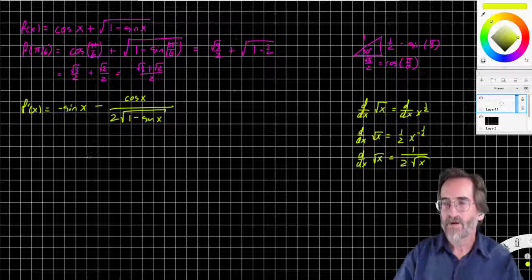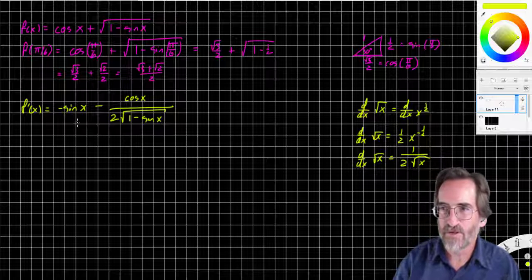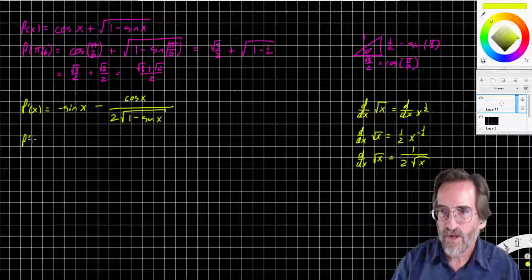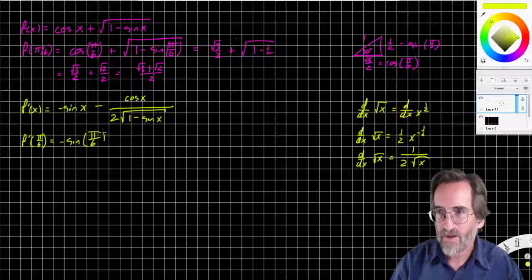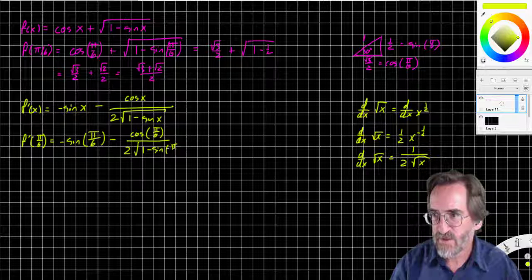Okay, all right. So there's our derivative, and we can fool with it and try to simplify it, but there's nothing we can do to really simplify it a lot. So f prime of pi over 6 now. So that's going to be negative sine pi over 6, minus cosine pi over 6 over 2 root 1 minus sine pi over 6.